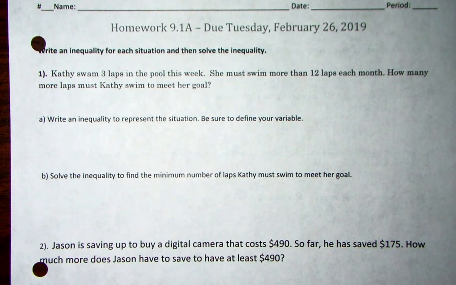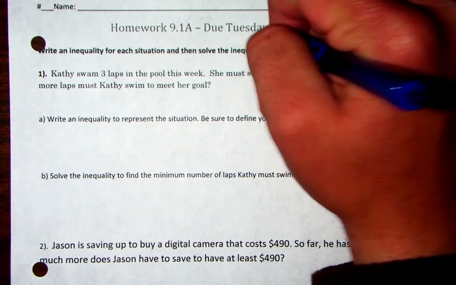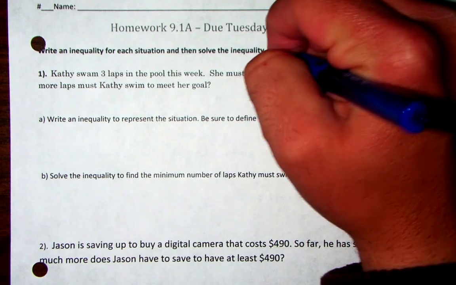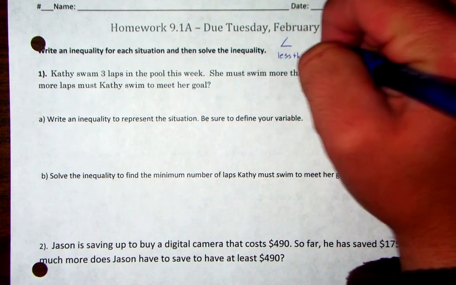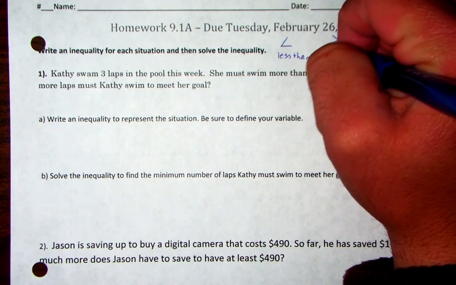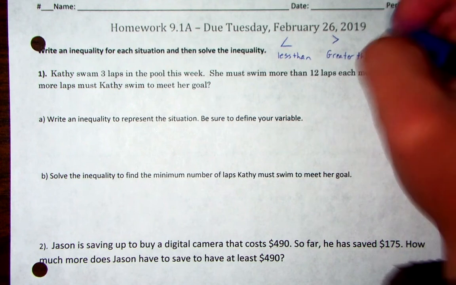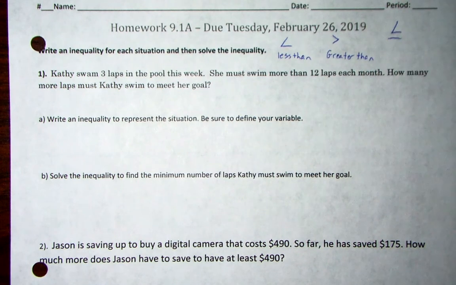Well, guys, writing inequalities is the same thing as writing equations like last week. The only difference is instead of having an equal sign, we will now have an inequality sign. Remember, there are 4 inequality signs that you have. You have less than, you have greater than, then you have less than or equal to, and then greater than or equal to.